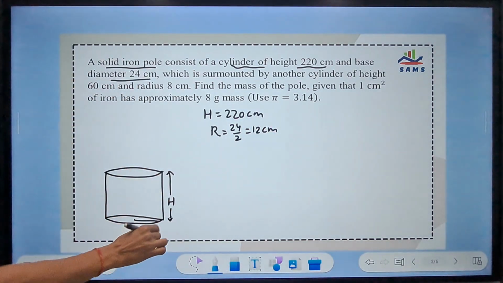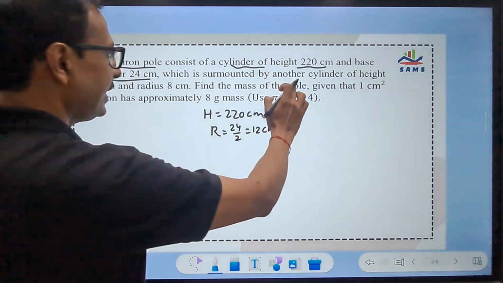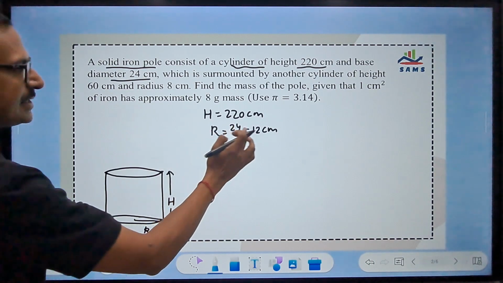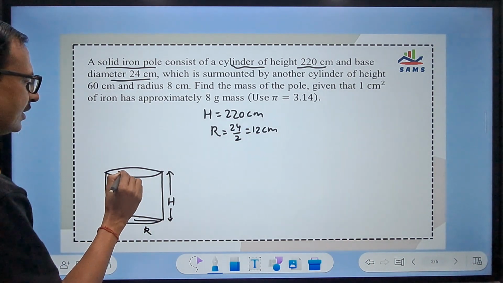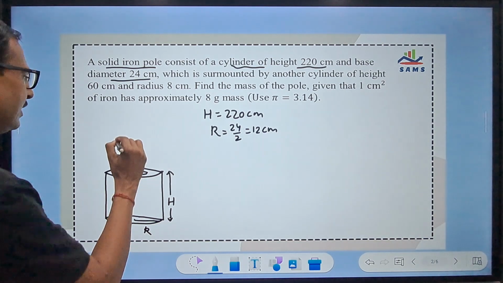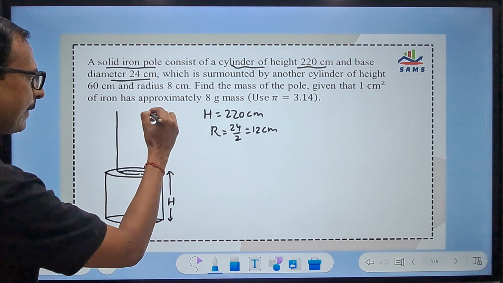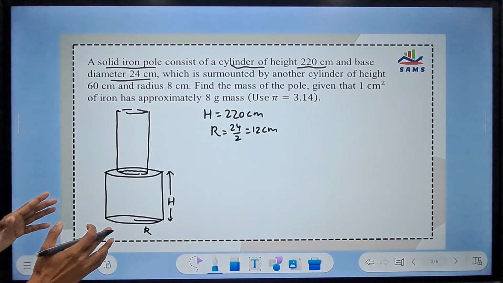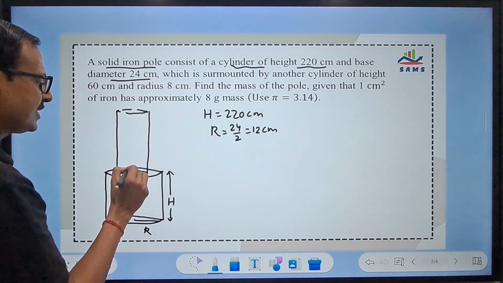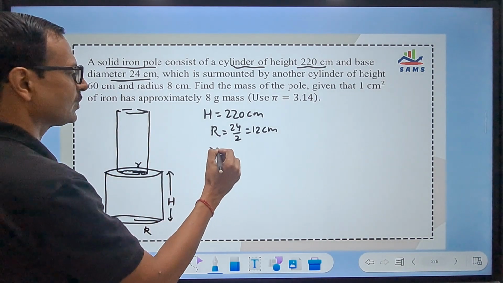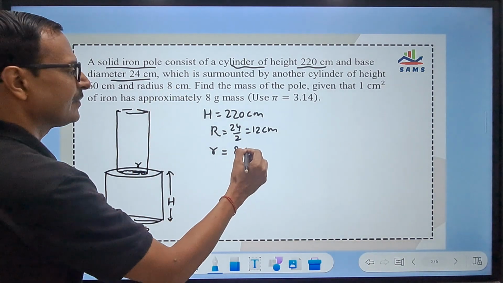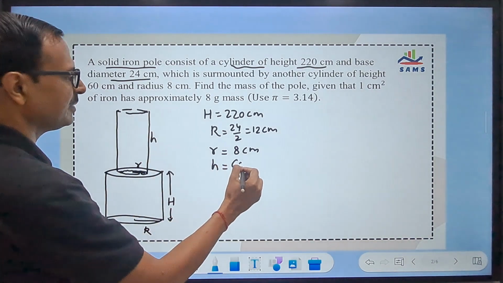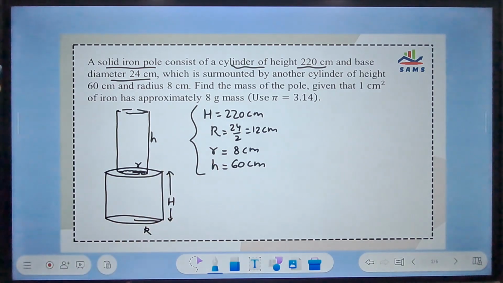So the dimensions of this cylinder are given, which is surmounted by another cylinder of height 60 centimeters and radius 8 centimeters. So radius here is 12. So we have another cylinder surmounting this particular cylinder somewhat like this, right? So I have drawn a schematic figure here. Now the radius of this part, small r, is given in the question as 8 centimeters and the height of this part, small h, is given in the question as 60 centimeters. So all the dimensions are given in the question.